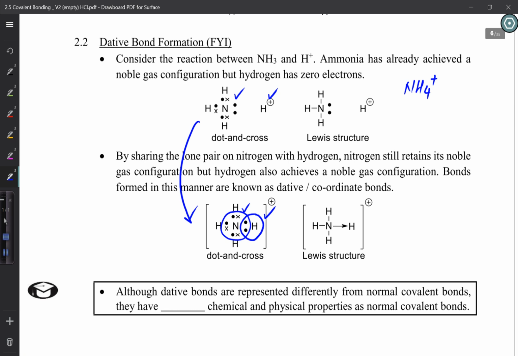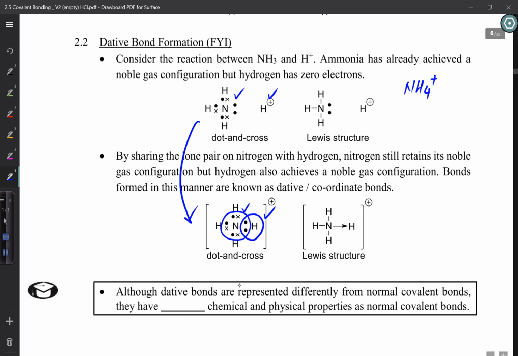So how do you represent dative bond? For dot and cross, no problem. Both of them are being shared with hydrogen. But for the Lewis structure, we usually use an arrow to represent. The arrow doesn't mean it donates both of those electrons. It means that both of the electrons come from nitrogen. This is how we represent it. Any questions on this? Okay, right? I hope it's understandable.